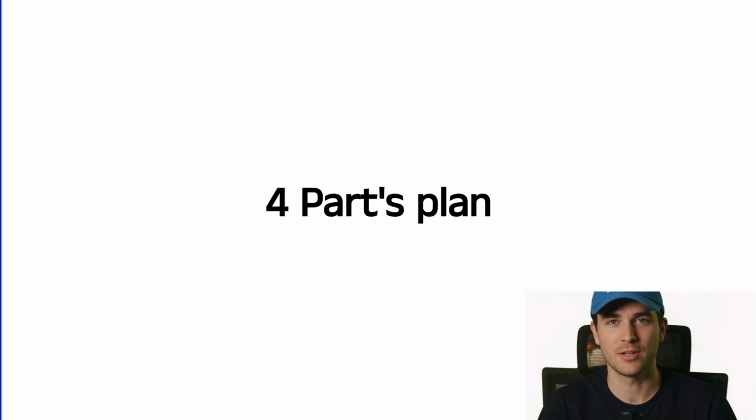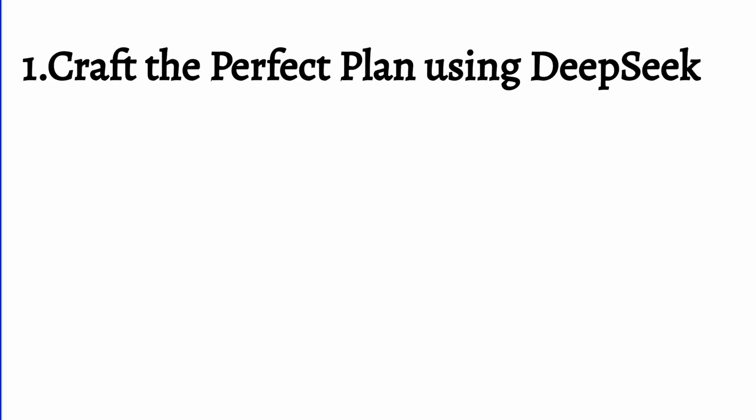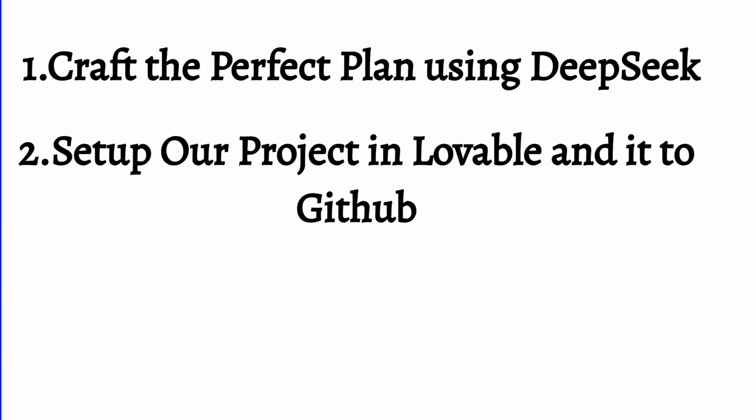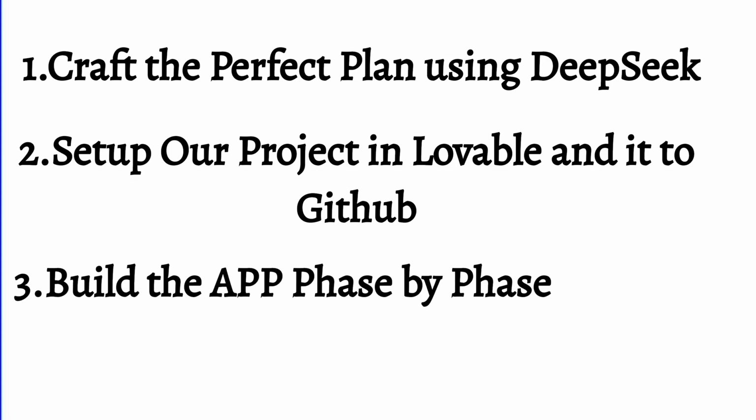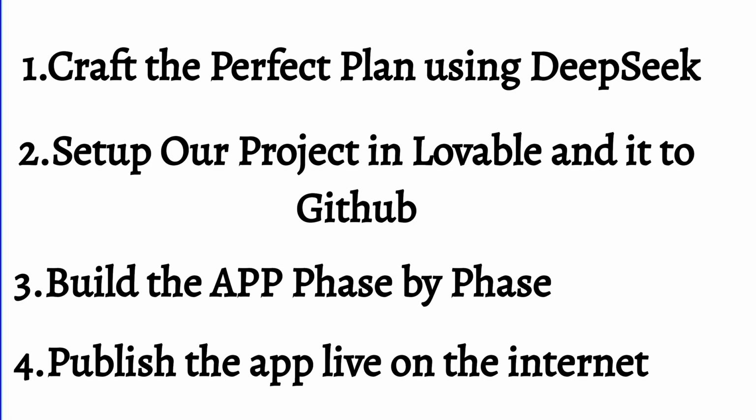Here's our four-part plan. Craft the perfect plan using Deepseek, set up our project in Lovable and connect it to GitHub, build the app phase by phase using our plan, publish our app live on the internet.